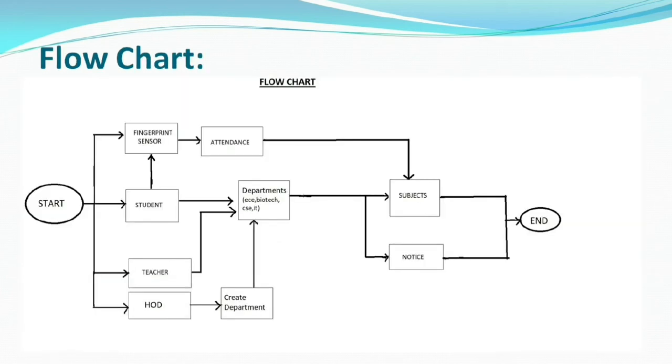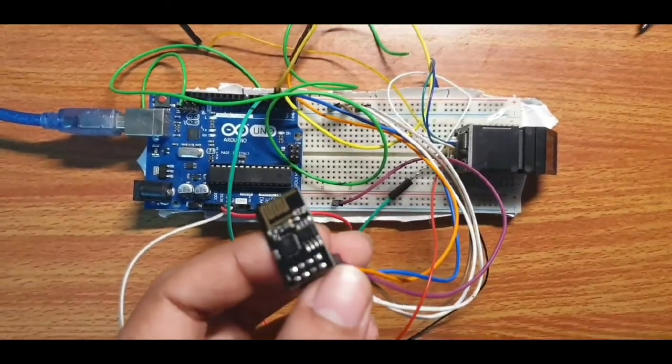This is the flowchart of the project. Here you can see the HOD can create a department, and using the department ID, students and teachers can join that particular department. Students can give their attendance for particular subjects, and students and teachers can access this data. Also the HOD can share notices for a particular department that will be visible to the students and teachers of that particular department.